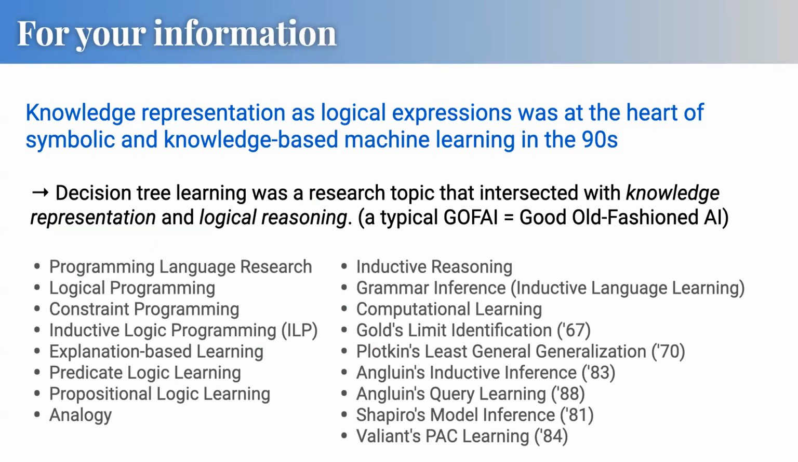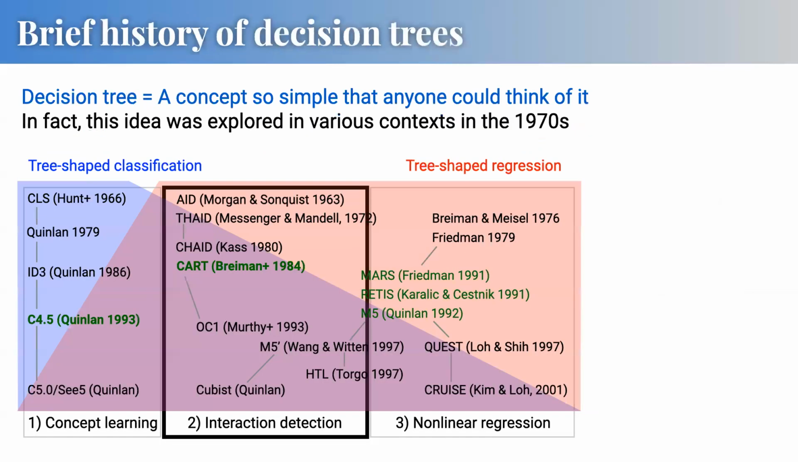It's now called GOFAI. It's good old-fashioned AI, a symbolic AI, but yeah, it's something like that. So decision tree algorithms have roots in GOFAI. This is the first root. So let's move on to the second root.